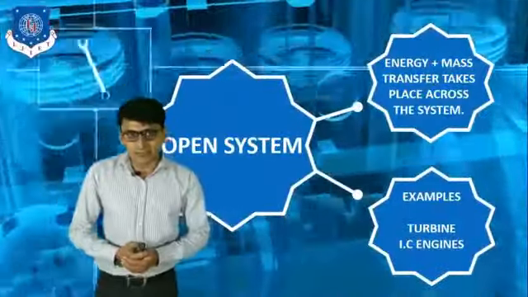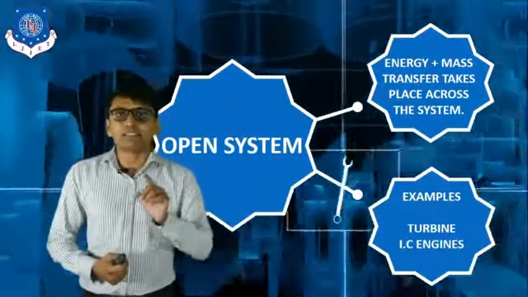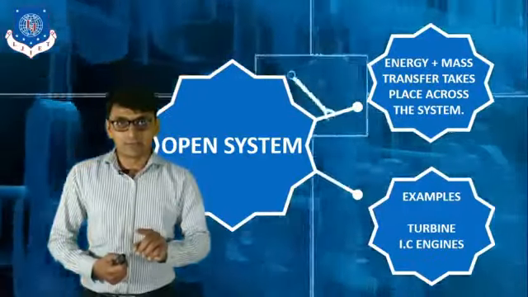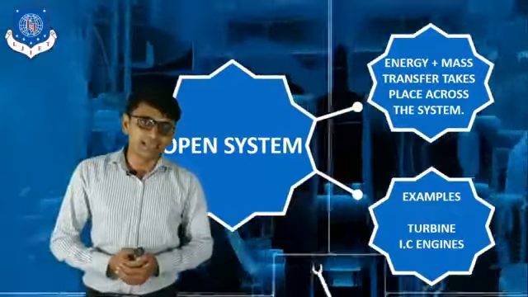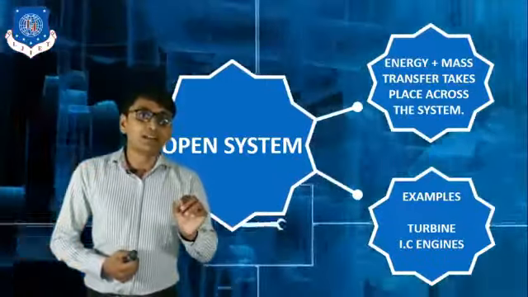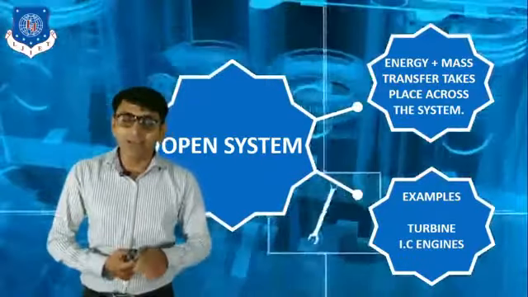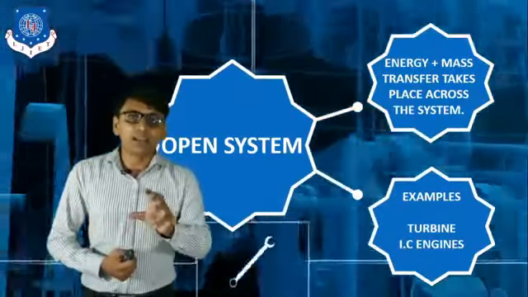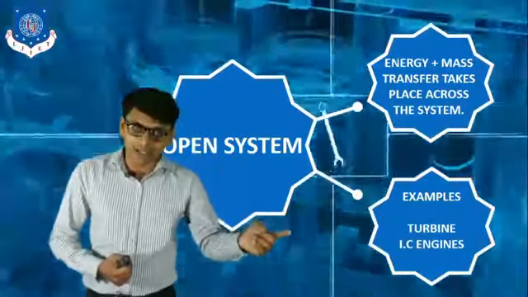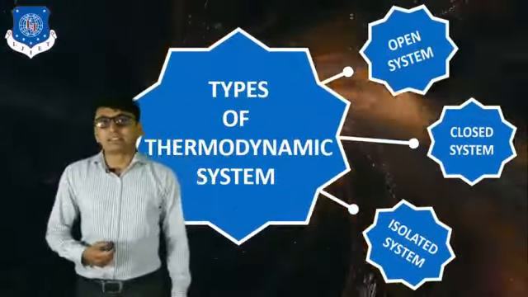In an open system, energy and mass transfer from system to surrounding or surrounding to system. For example, IC engine, boiler, pump, nozzle, diffuser. These are examples of open systems in which heat or energy and mass transfer from system to surrounding or surrounding to system.